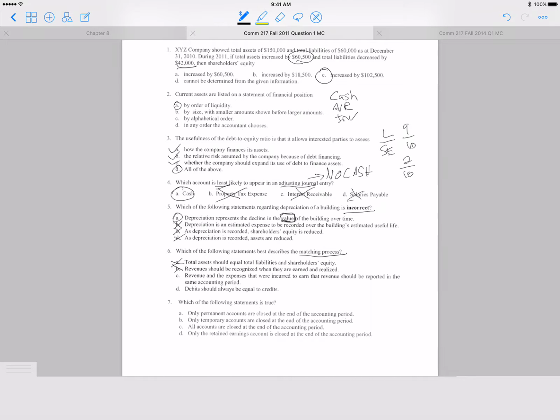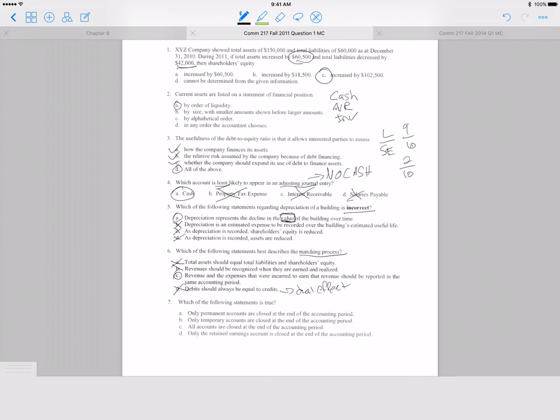C says expenses that were incurred to earn that revenue should be reported in the same accounting period. Well, that is exactly what I explained, so C would be correct. And let's just see what D says. So D says debits should always be equal to credits, and that's actually the dual effect. So that's not correct either, and it's still C.